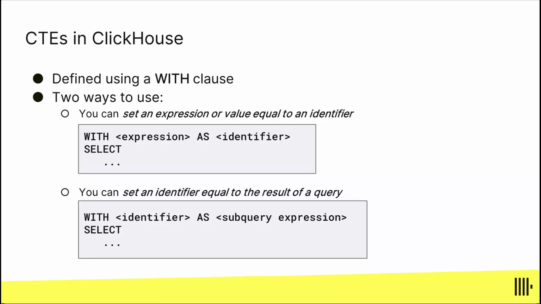If you're just setting an expression equal to an identifier, then the expression goes first and then the identifier goes after the AS keyword. And if it's the result of a subquery, so at the bottom of the slide here, then you put the identifier first and then the query follows the AS clause in parentheses.